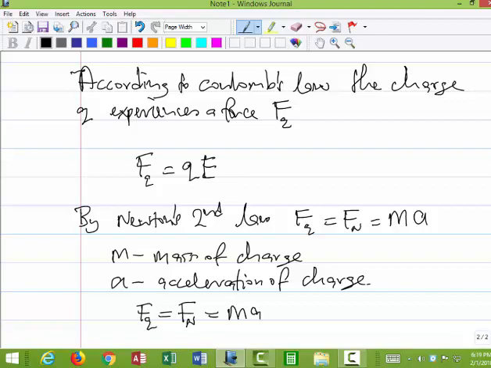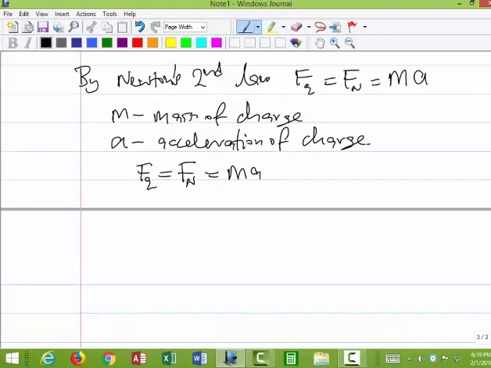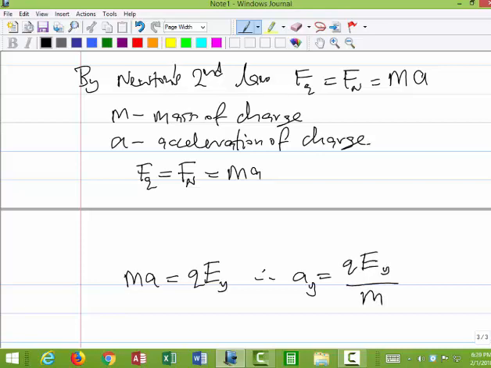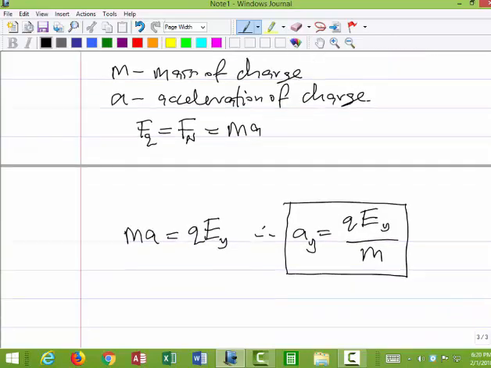Okay, so we'll put it together now. We'll say that the mass of the charge times its acceleration is equal to QE. Therefore, we can say the acceleration the charge experiences along the y-axis. Remember that the electric field is along the y-axis, so the acceleration is along the y-axis, and that should be equal to QE subscript y divided by m. So the charged particle experiences an acceleration in the y direction given by this quantity, QE subscript y over m.